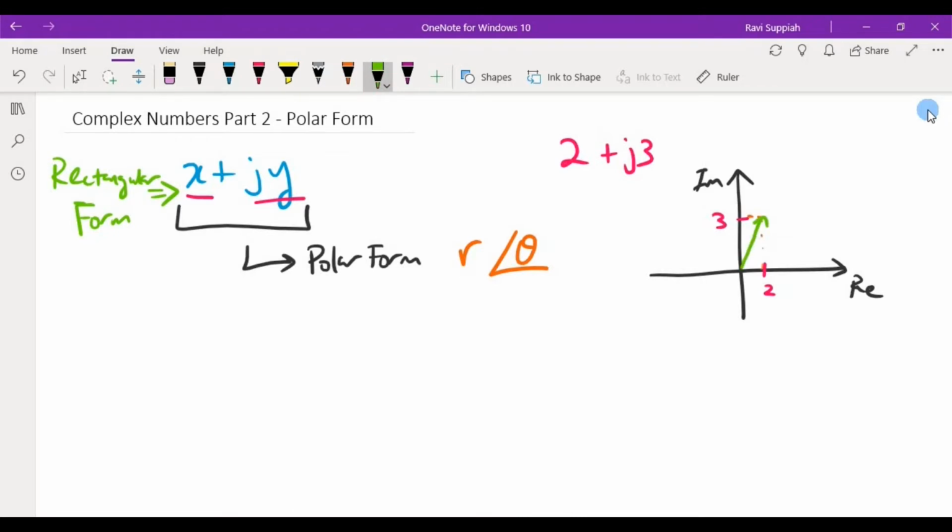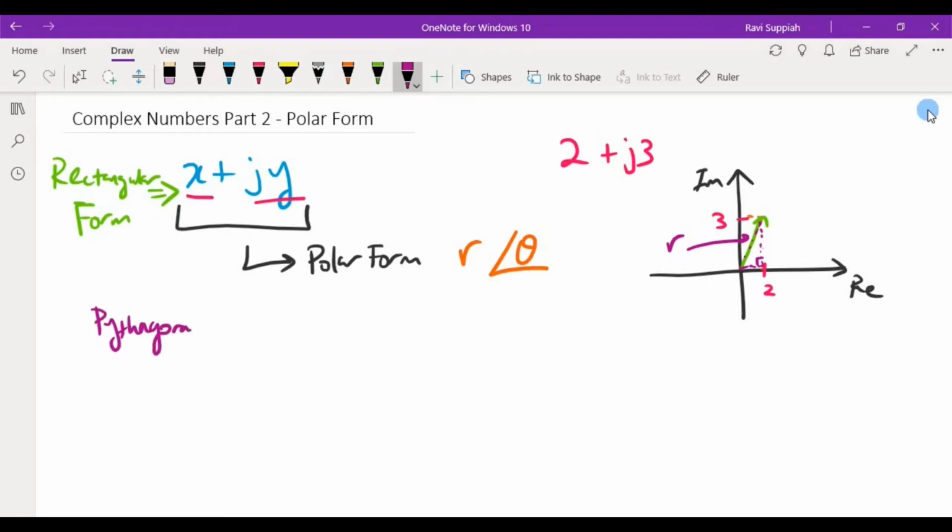Now when I wish to represent the same complex number in the polar form, we need to find r and theta. R is actually this length here, the length of this vector that I've drawn. As you can see, this is actually a right angle triangle, which means this r here is the hypotenuse. If you remember right angle triangles, a very popular formula associated with them is the Pythagoras theorem.